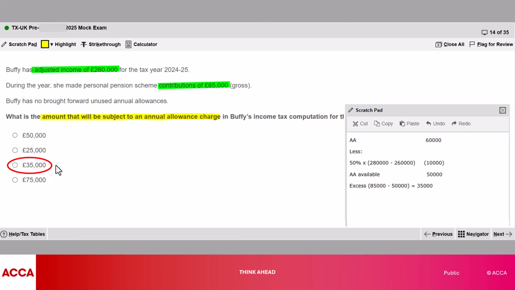The other options, the £25,000 is what you would get if you didn't restrict the 60,000. So if you used the full £60,000, you'd have an excess of 25. So that would be quite an obvious mistake. And the final one uses the minimum annual allowance. So the most that the annual allowance will ever be reduced to is 10,000. And if you use 10,000, then you would have an excess of 75.